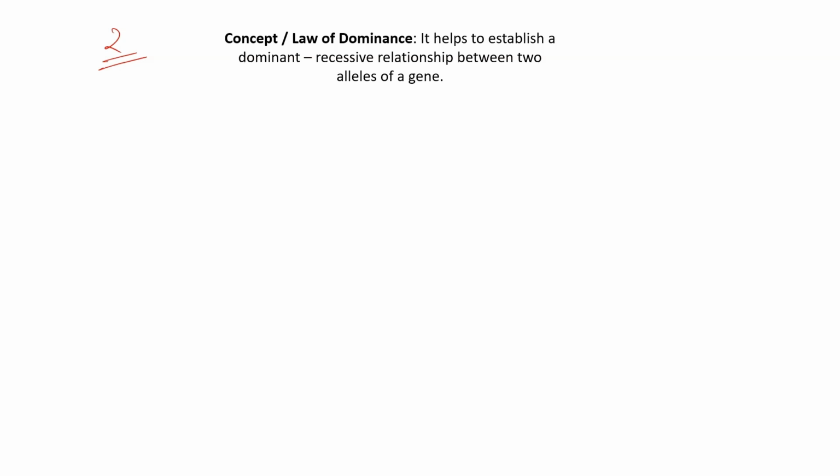But for now, what Mendel said is there are only two forms of the gene and both the alleles will always be in a dominant-recessive relationship. One will be dominant, the other will be recessive. This is all about the concept and law of dominance.